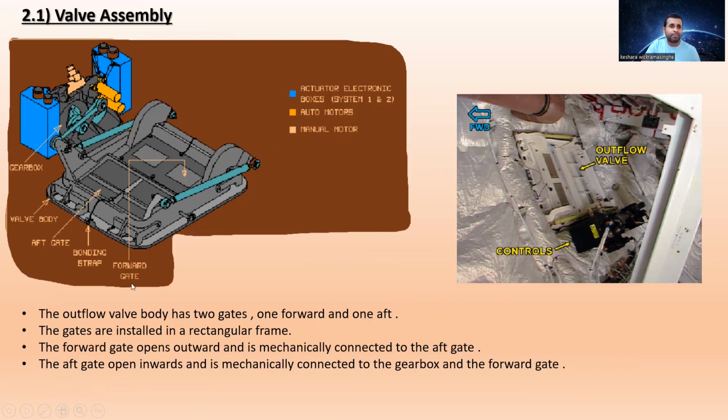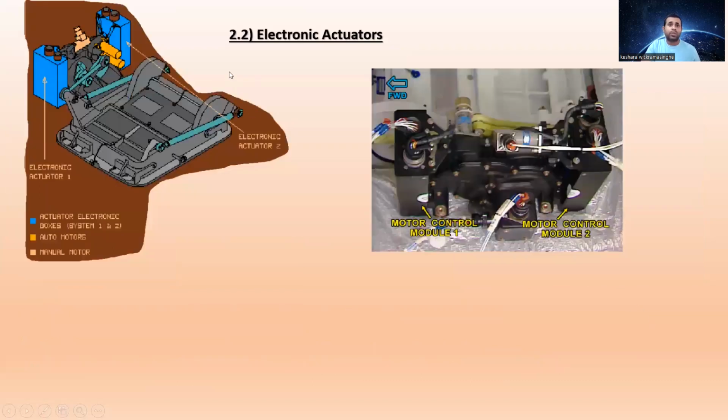You can see here this is the forward gate over there, and this is the bonding strap. Everything is bonded in the aircraft. The next one is the aft gate. This is the aft gate, and this is the valve body. And this is the gearbox. Here is the gearbox. Now let's go to the next one.